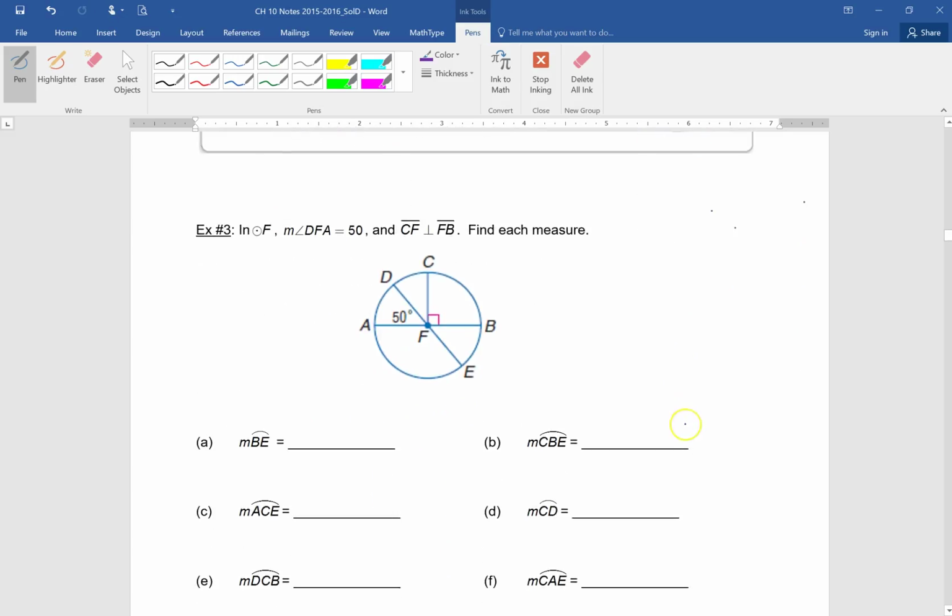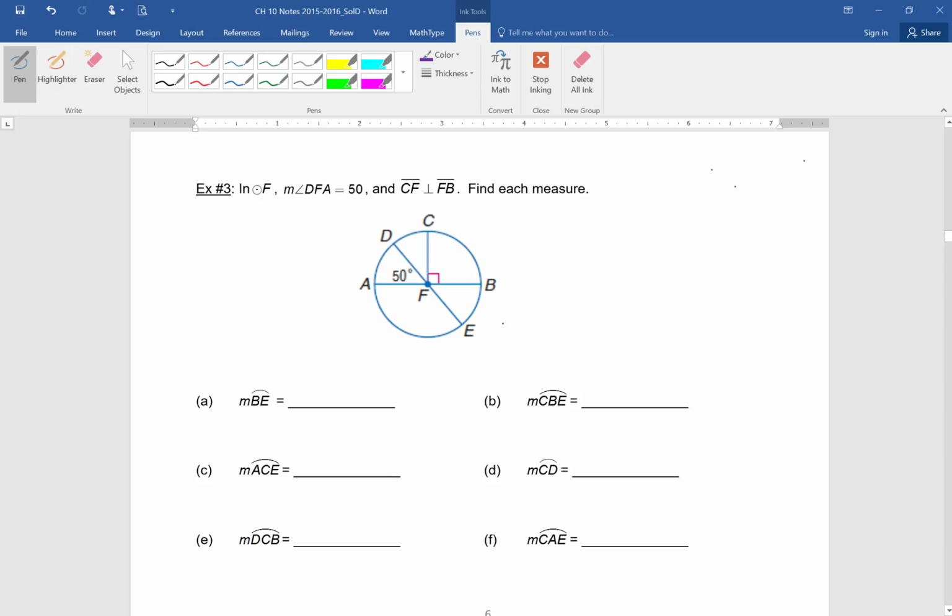So let's use that here. We have that angle DFA is 50 degrees. CF is congruent to FB. And we need to find the measure here. So here's what I do. Before I even start on the questions here, I go into my circle and I try to label anything and everything that I can. So look, if it's 90 degrees here, that means it's 90 degrees here. So how big is that angle? 40. Okay? How much does that make?